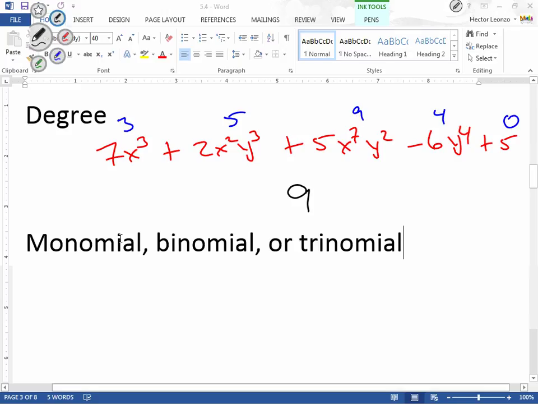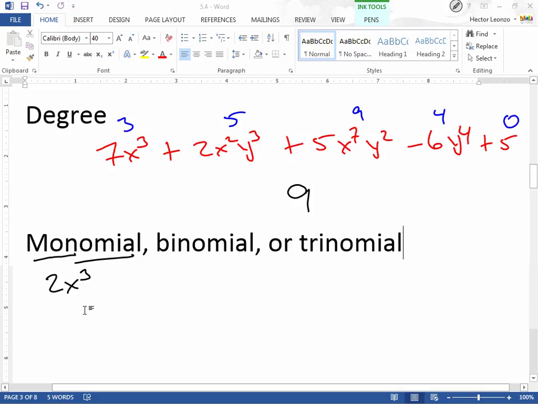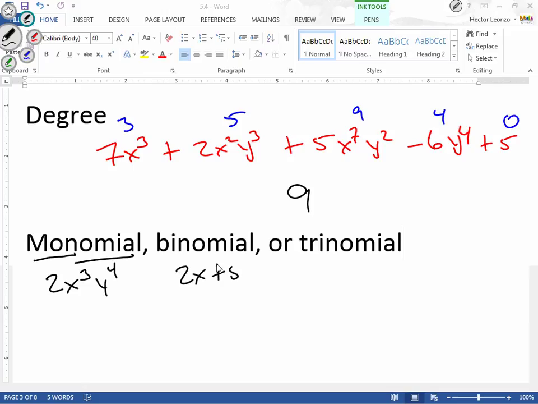Now, whenever I have a monomial, we call it a monomial when I only have one term. Mono means one, and nomial means term. So one term. An example of a monomial is going to be 2x to the third. Once again, terms are those things separated with a plus or minus. I could include letters if I want to, like y to the fourth. I could include more, but that is still one term. Binomial. Bi means two, nomial means term. So two terms, I'm looking at something like 2x plus 5.